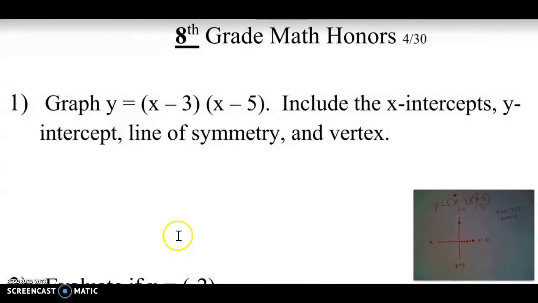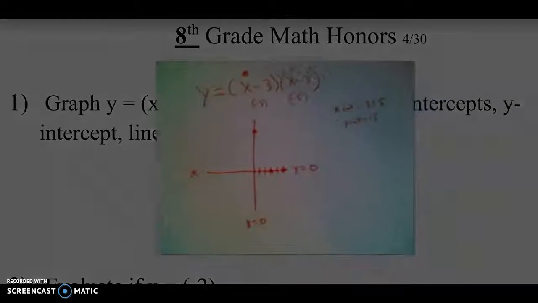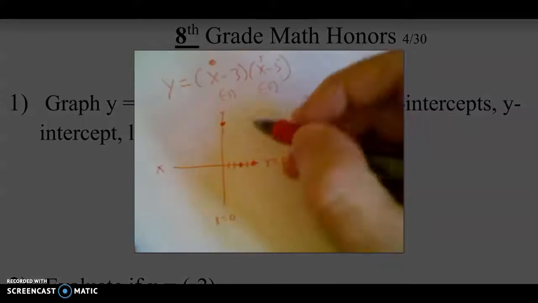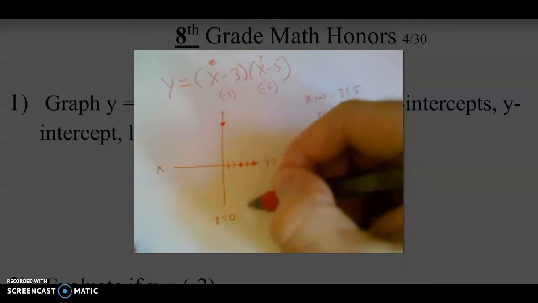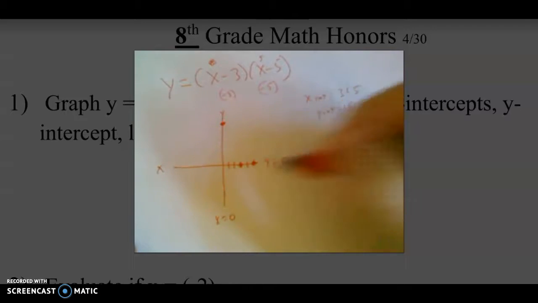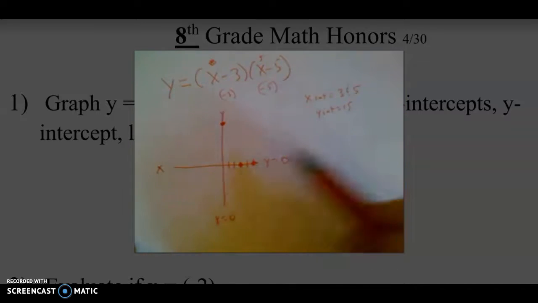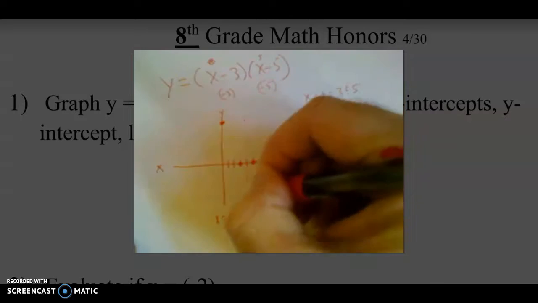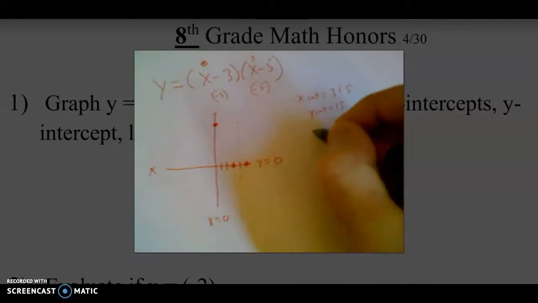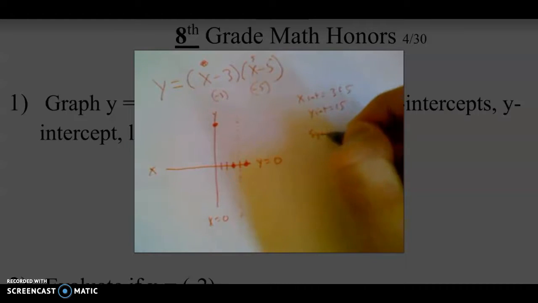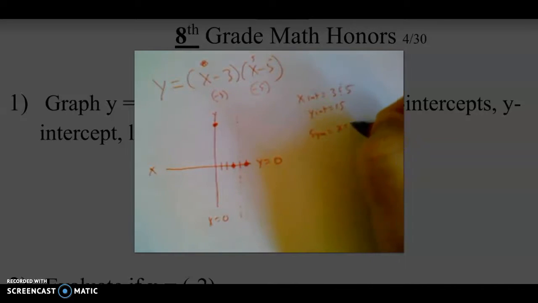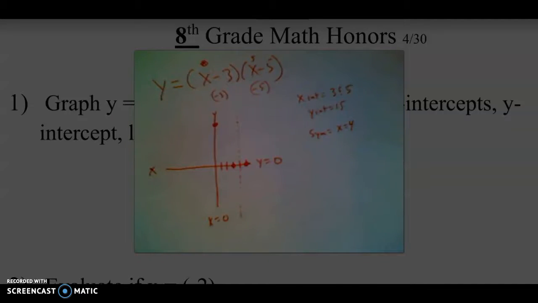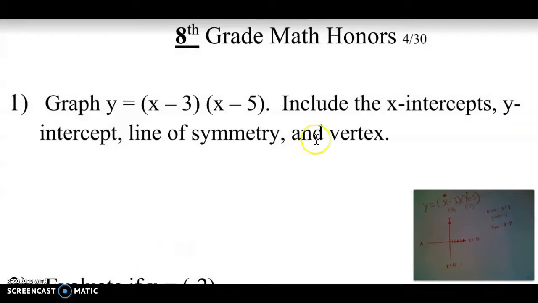And then the next thing it asks for is the line of symmetry. Line of symmetry is always halfway between, or the mean of your x-intercepts. And between 3 and 5, of course, is 4. So that's going to be the exact center of our parabola. So I'll do the line of symmetry is when x equals 4. And then I have to use that because it also asks for the vertex.